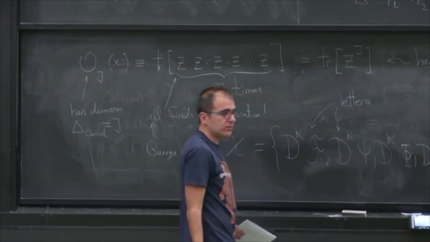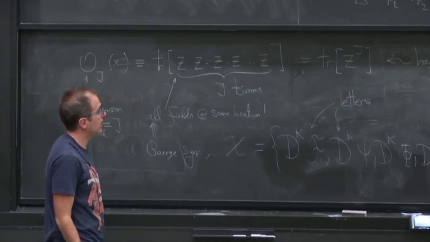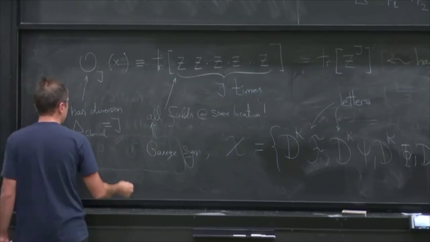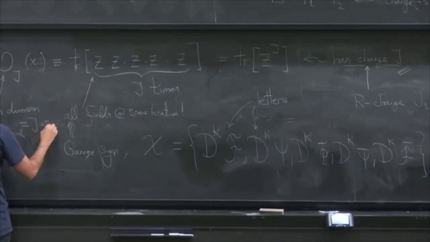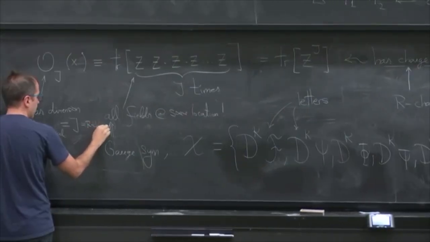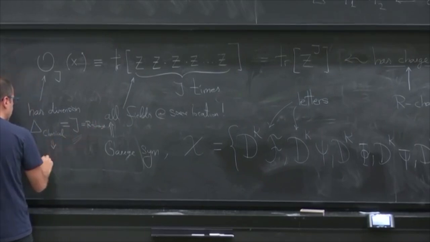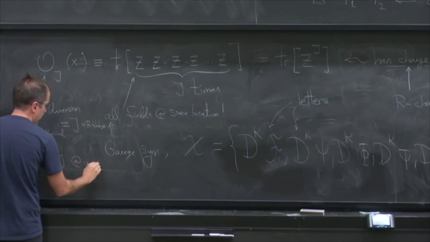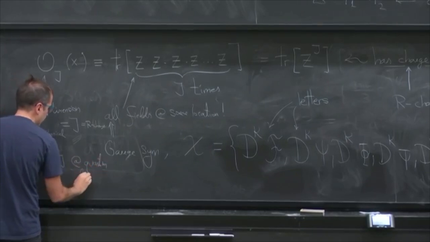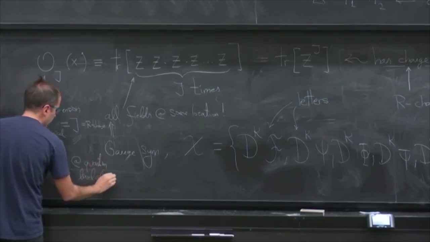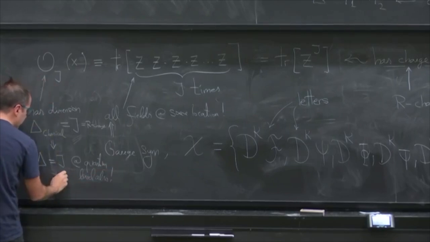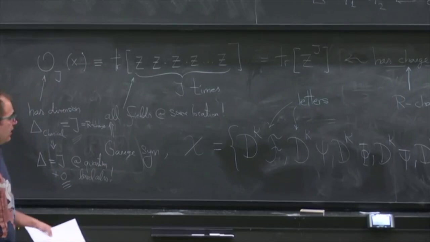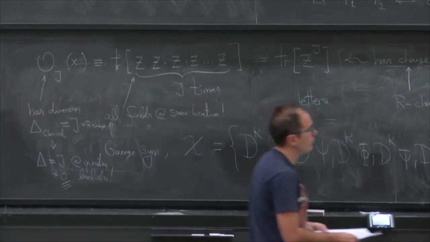Right? That's a true statement. Classically, the dimension is equal to the R charge. Now, it turns out that if this happens, it implies that the dimension is equal to J at the quantum level as well. In other words, it's J plus 0. There are no quantum corrections. It stays like this. And that's what I'm going to explain now.